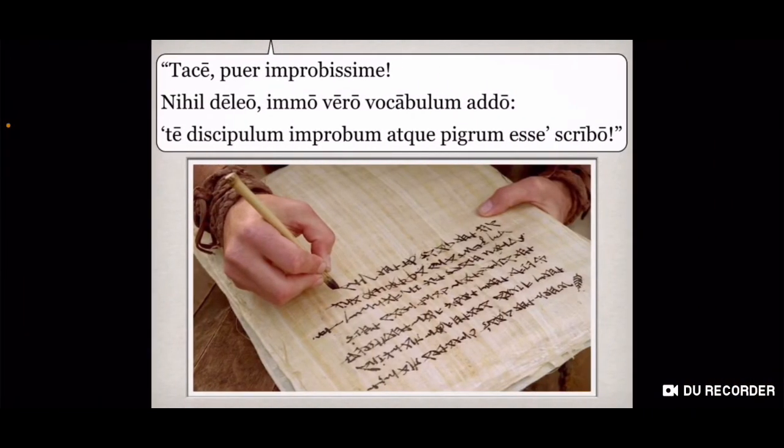Tace puer improbissime. Shut up, you the worst boy. Nihil deleo, I delete nothing. Imo huero vocabulum aro. In fact, I'm adding a word. Te discipulum in probum atque pigrum esse scribo. I'm writing that you are a bad boy and you're lazy.